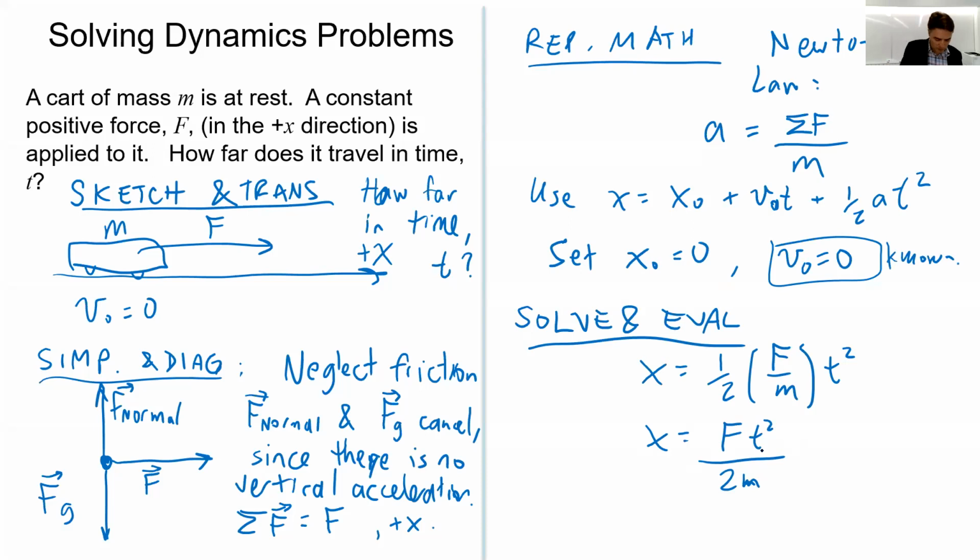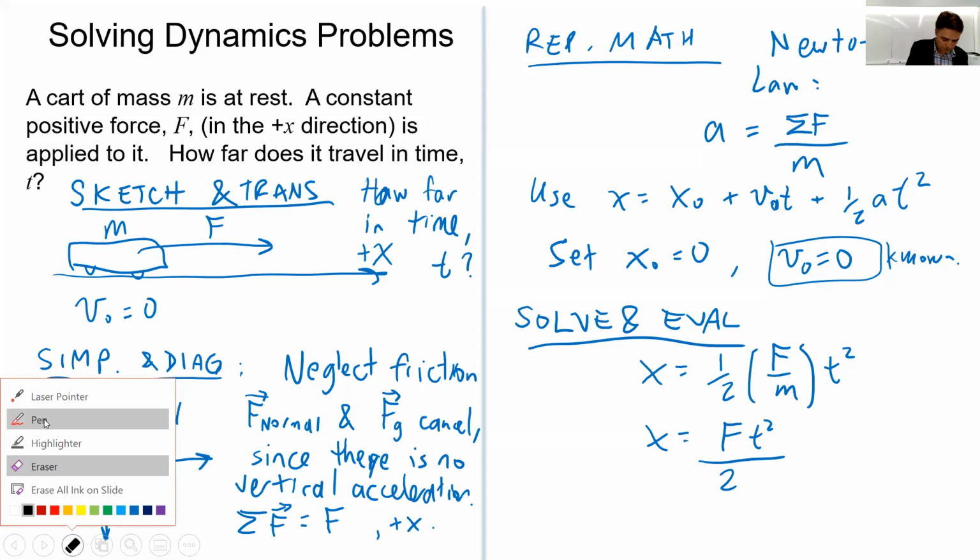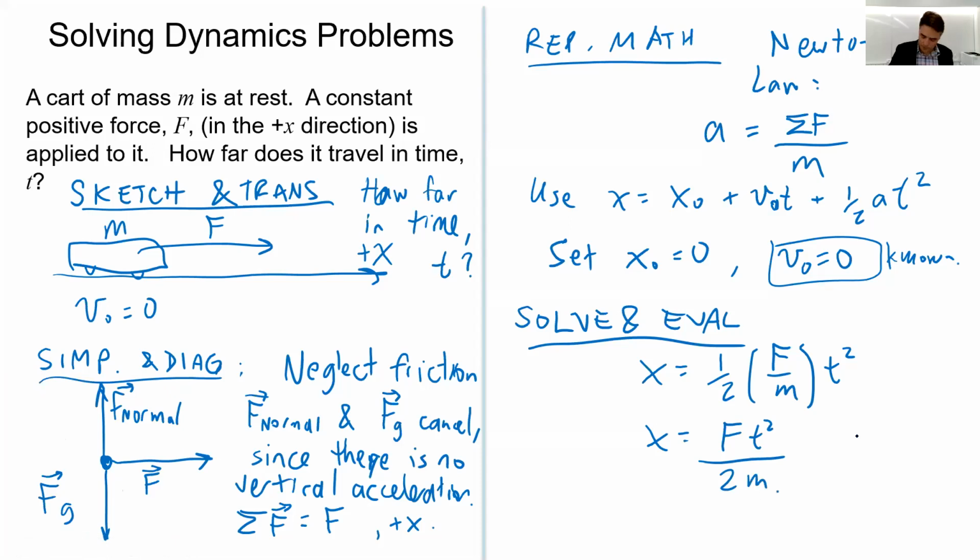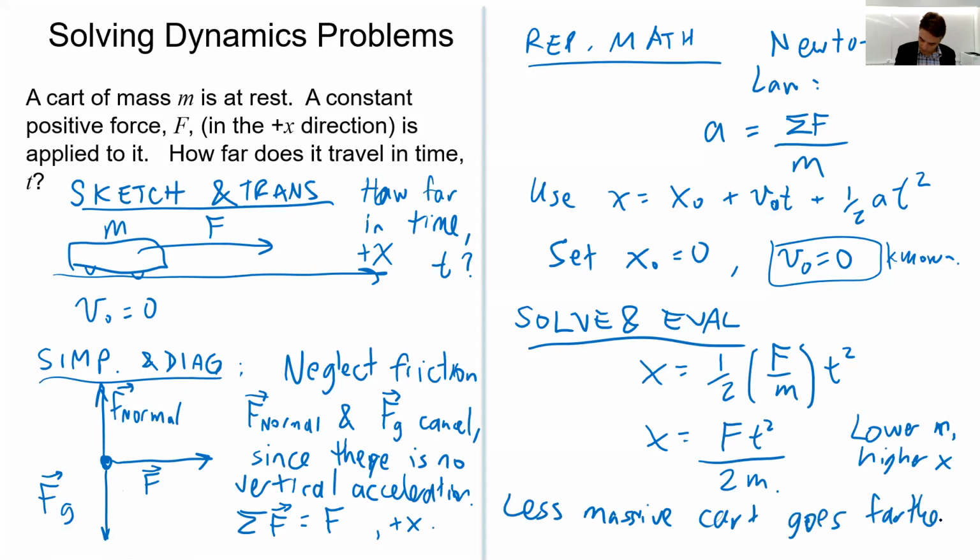So, oops, that should say m. So the lower mass, higher m, lower x. Lower m, higher x. So the less massive cart goes farther for the same amount of time. Makes sense. The more massive one is accelerating less.